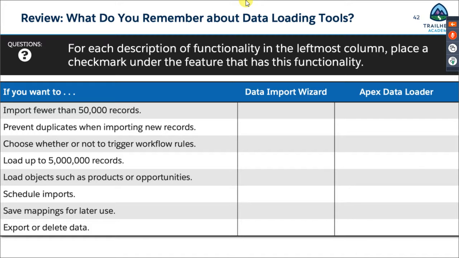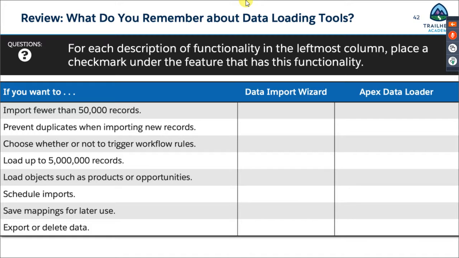Which one can load up to 50 million? Out of these two, the data loader can work with up to 5 million, but the data import wizard, as we said before, can only work with 50,000 records.